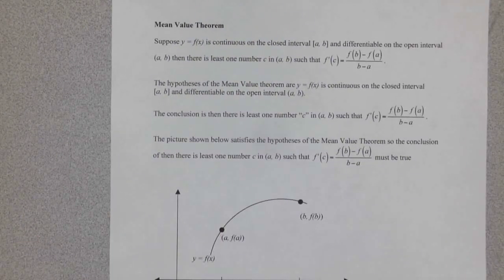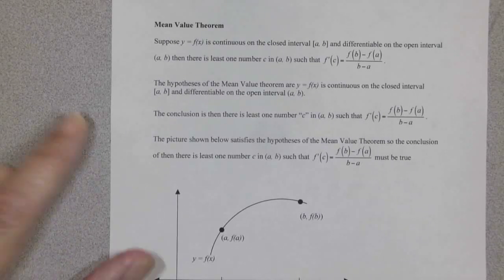Suppose y equals f of x is continuous on a closed interval [a, b] and differentiable on the open interval (a, b). Then there's at least one number c in the open interval (a, b) such that f prime of c equals f of b minus f of a, all divided by the quantity b minus a. Okay, so my hypotheses here are just 2.